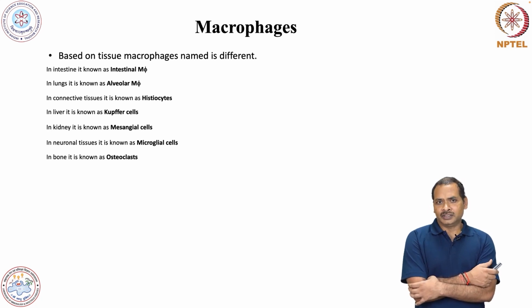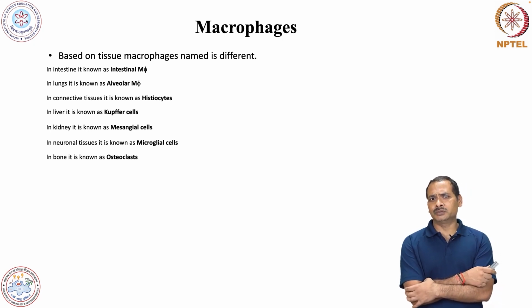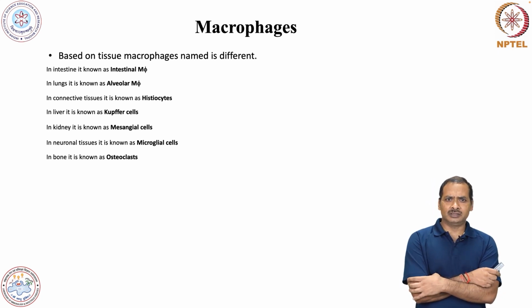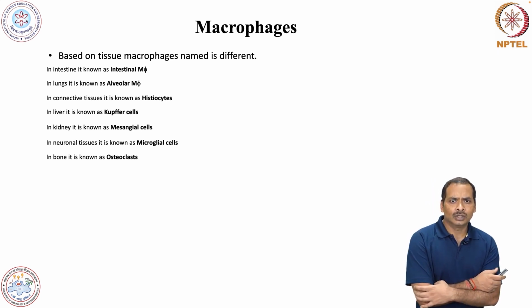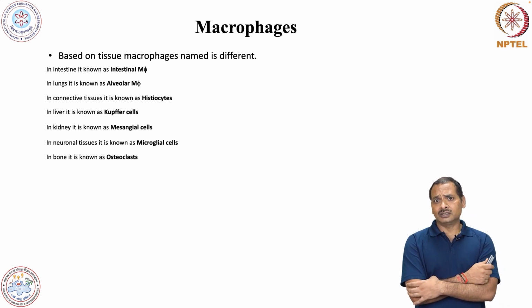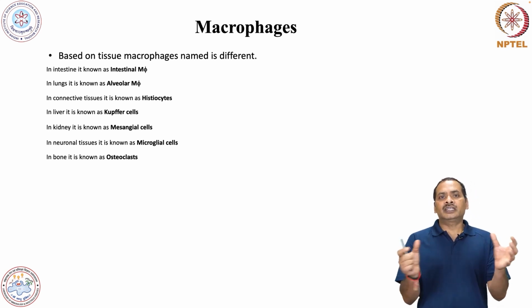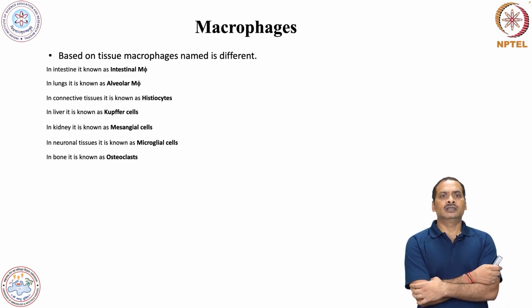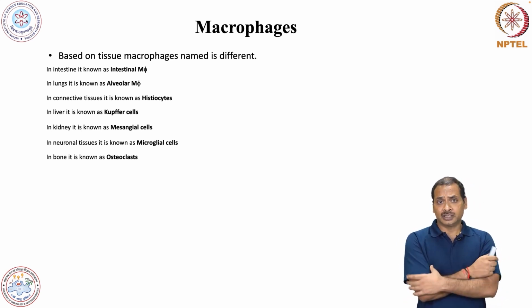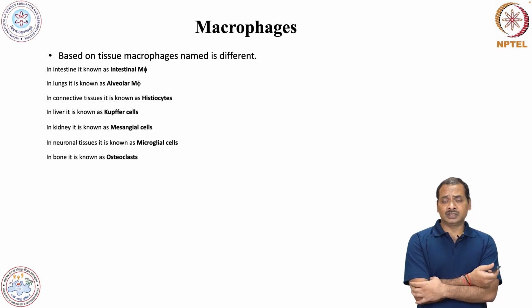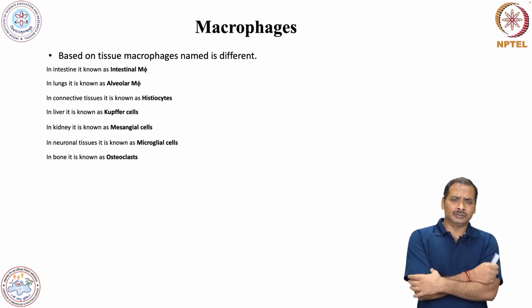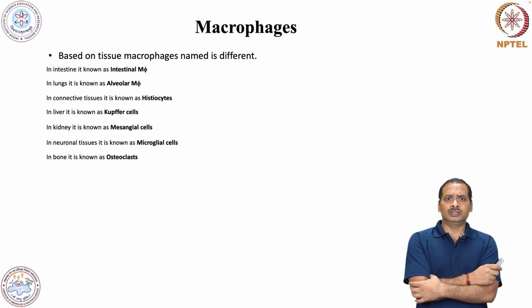It is very interesting that macrophage-lineage cells are also present in the bone, and they are very important for bone homeostasis. These cells we call osteoclasts, and there is another cell, the osteoblast. Their activity maintains the mineralization and other activities of the bone.